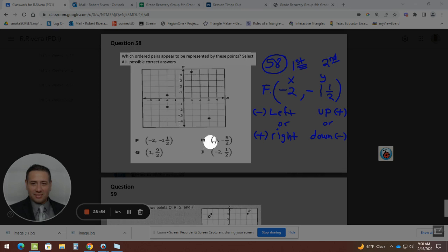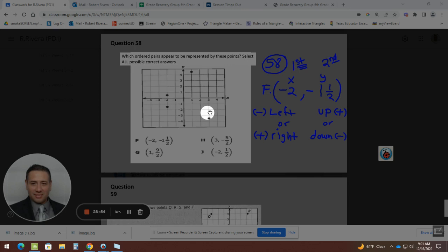The next one we have +3. Right or left? Right: 1, 2, 3. Then 5/2. I don't like that again, so I'm going to bottom out. It'll be 2.5. Up or down? Down. How much? 2.5. Is there a point there? No. So that letter H is not on the list.